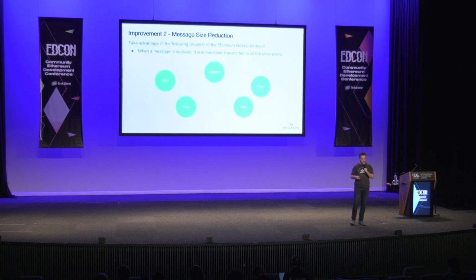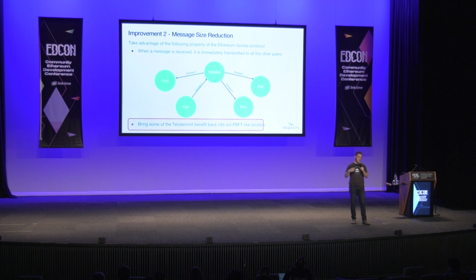How can we solve this? Well, we can take advantage of the property of the gossip network, where once a message is received, it is immediately gossiped to all of the other peers, which means it's immediately transmitted and broadcasted to everybody else. And this basically is something that Tendermint relies on. So by bringing this in, we actually bring some of the pros of Tendermint that we lost when we chose our PBFT-like solution, and you can actually achieve the best of both worlds.